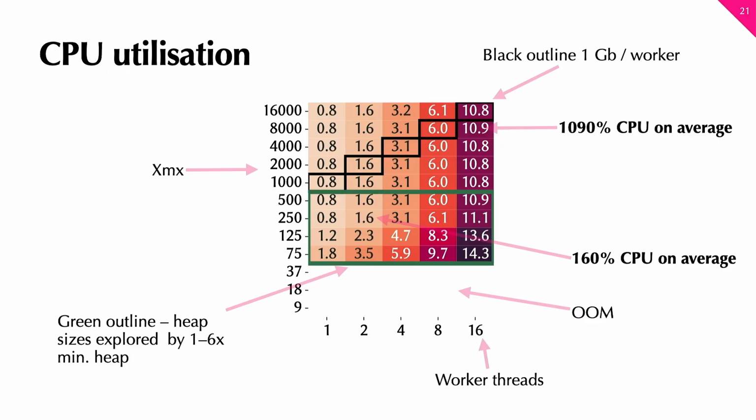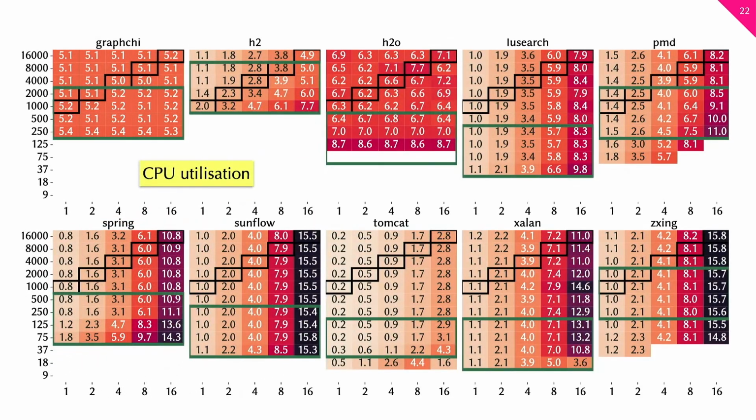Now, exactly the same kind of heat maps again, but in each cell we're looking at the number of cores that were used on average throughout the entire execution. So 10.9 means we're using almost 11 cores at full speed on average throughout the entire execution of this program, and 1.6 means we're using 1.6 cores on average. The green and the black are all the same. The only thing that's changed is the meaning of the numbers in the cells. Now higher means more CPU.